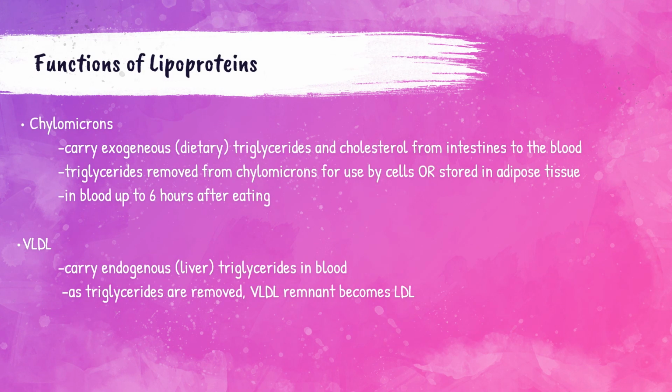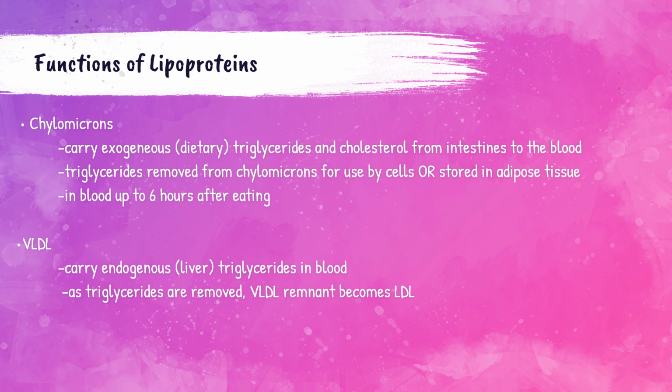So I briefly mentioned the different classes of lipoproteins: chylomicrons, VLDL, LDL, and HDL. So let's talk about each of these a little further. Chylomicrons are a lipoprotein that is responsible for transporting exogenous triglycerides and cholesterol from the intestine to the bloodstream. So remember, exogenous means coming from what we eat. So these are triglycerides from what we have consumed in our diet.